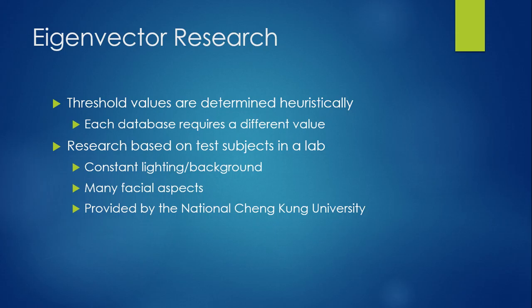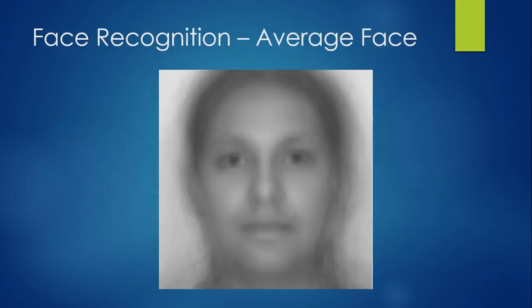So for this research, I decided to use the National Cheng Kung University's database of roughly 6,000 images, and each individual had roughly 20 images of different facial aspects as well. And I'll show you what some of the images look like further on in the live demonstration in the presentation. But to give you an idea of what some of the outputs from the eigenvector look like, I've put together a bunch of different images that were used on the 600 image database that I was referring to earlier.